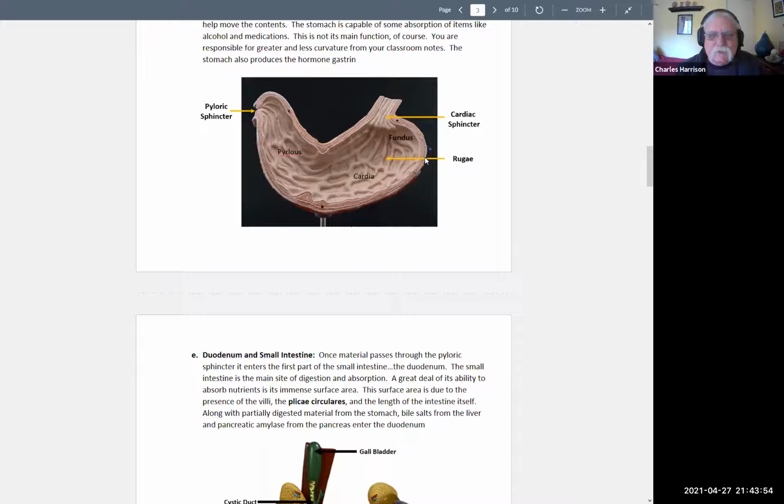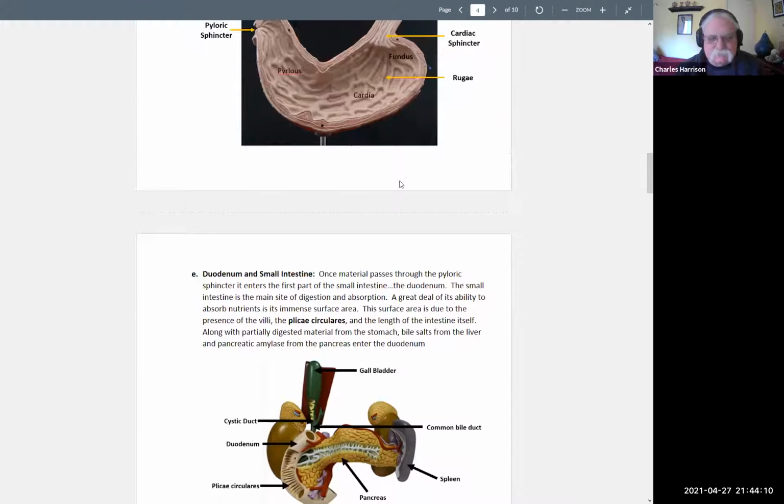This is the greater curvature of the stomach. I think it's going to be labeled in a bit. And here is the lesser curvature of the stomach. It's on the medial side. On the lateral side is the greater curvature.